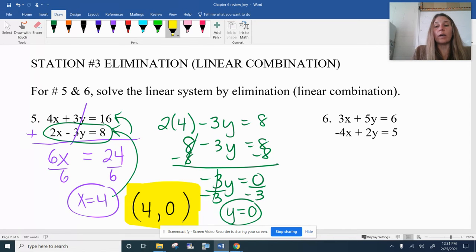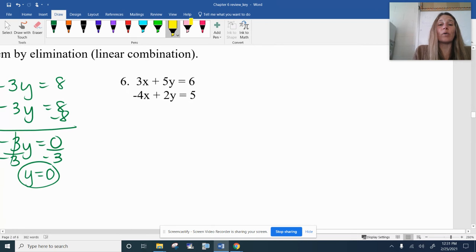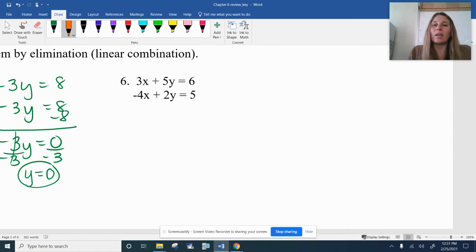All right, so when we take a look at number 6, these two are not going to cancel if we just go to add them, because 5 and 2 would equal 7, and 3 and negative 4 would be negative 1. So they're not going to cancel. We're going to have to change at least one of the equations, if not both, so that they can cancel. So there's no way for me to multiply 2 by something to get a 5, and there's no way for me to multiply the 3 by something to get a 4. So that means we're going to have to multiply both equations.